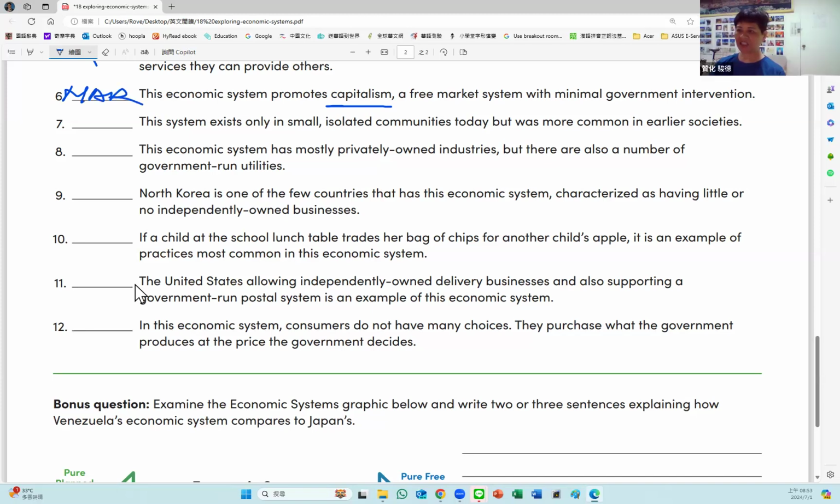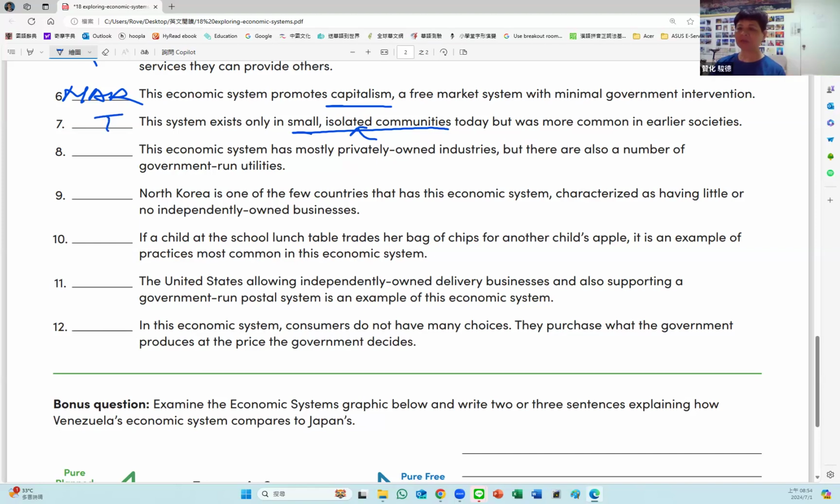Number 7, Lily. This system exists only in small, isolated communities today, but was more common in earlier society. Okay, this word isolated. Isolated. 比较封闭的，比较远的地方的啊. So, what system is this one? Traditional. Very good, thank you.